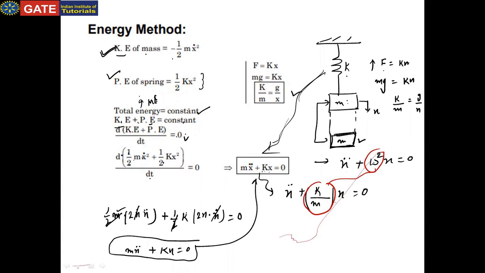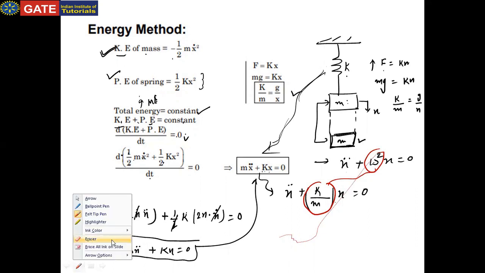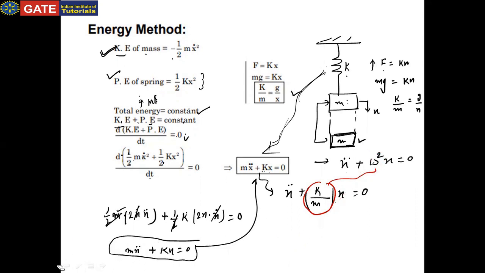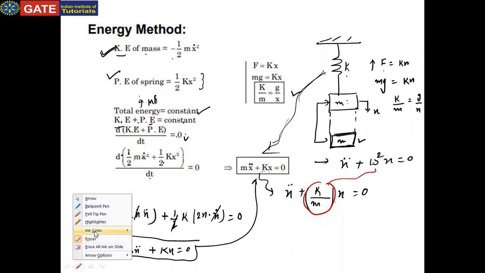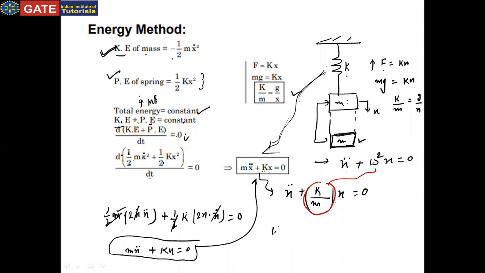All right. You can write this. So it is w square is equal to k by m, or w is equal to root of k by m. This is the natural frequency of the spring mass system. You have seen it might be w is equal to root k by m. So this is the frequency.